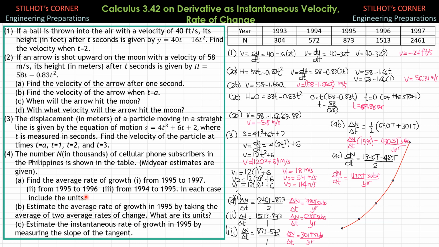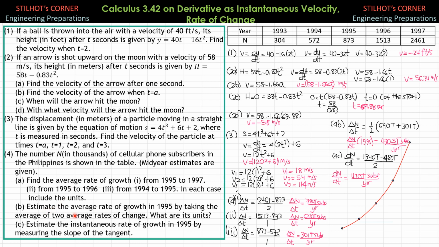Then in part 2, 1995 to 1996, so 1,513,000 minus 873,000 divided by 1 year, 1996 minus 1995, 1 year. So that's 640,000 subscribers per year. Then part 3, 1994 to 1995, so 873,000 minus 572,000 divided by 1 year again between 1994 and 1995, so 301,000 subscribers per year. So the units are in 1,000 subscribers per year.